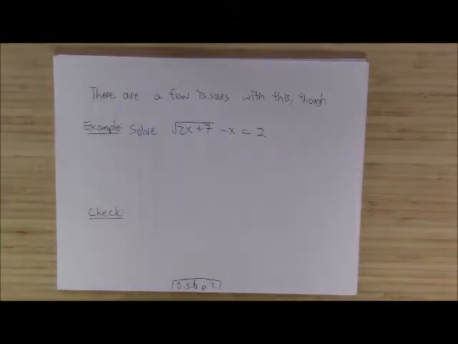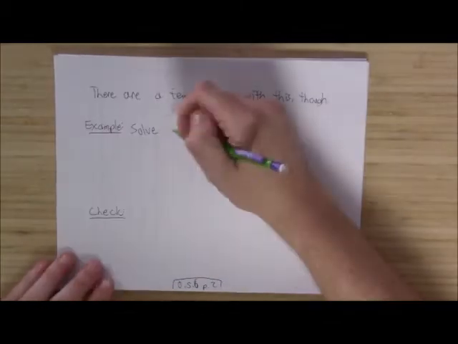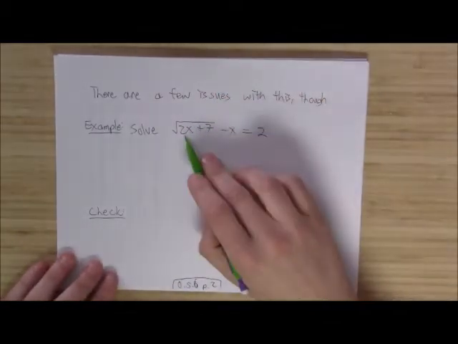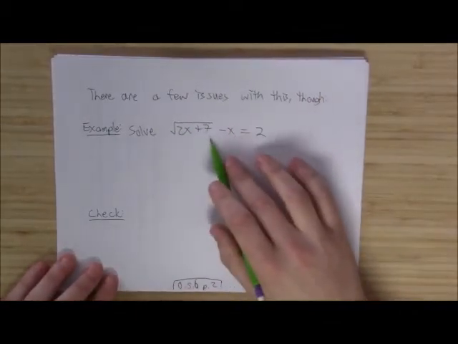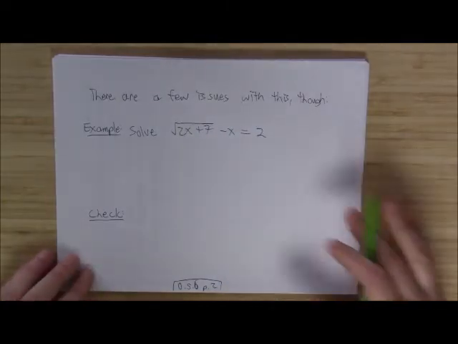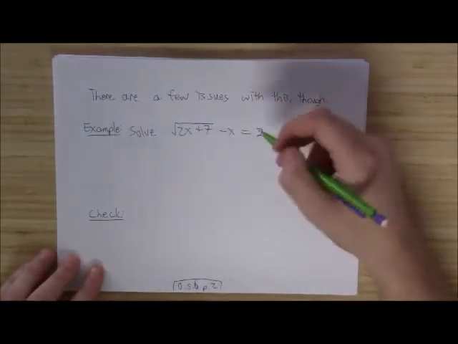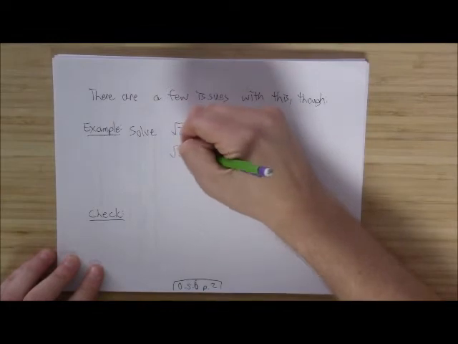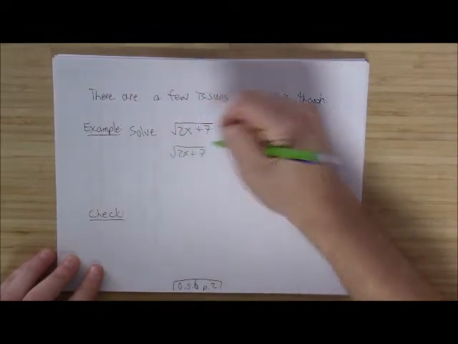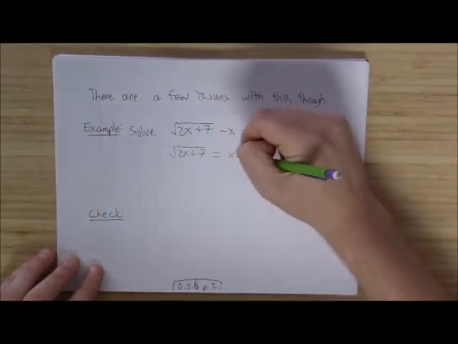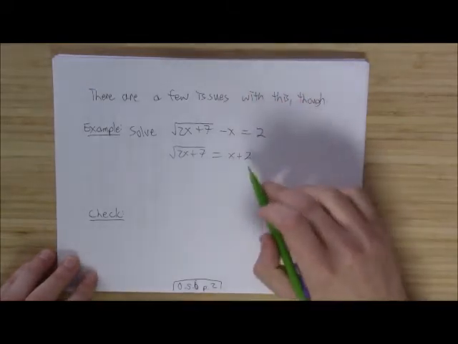There are a few issues with this though. Let's go ahead and by working this we'll see what happens. So here the first thing is we want to isolate the radical expression to be able to square it out in this case. So let's go ahead and add x to both sides. X plus 2, or 2 plus x if you prefer.